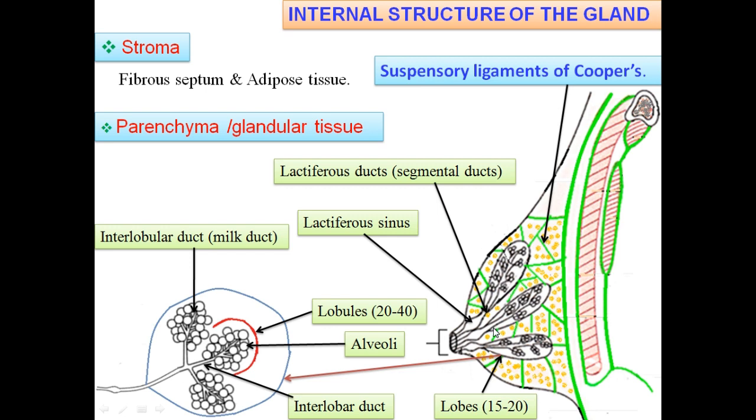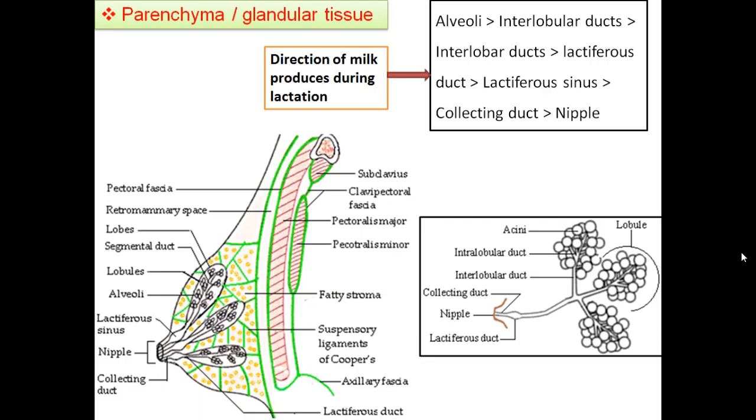And these are the common structures of the stroma and parenchyma. An important thing is the suspensory ligament of Cooper. It gives the structural integrity and shape of the gland, and these ligaments run towards the lobes particularly, and the lactiferous duct.